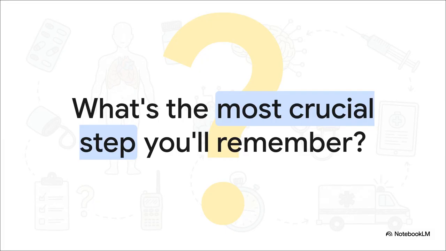From checking scene safety all the way to that final reassessment, this system is a safety net. It's what allows EMTs to bring logic and order to what can be a really stressful, chaotic situation. So after seeing it all play out, I'm curious, what part of that process do you think is the most crucial for turning that chaos into care?